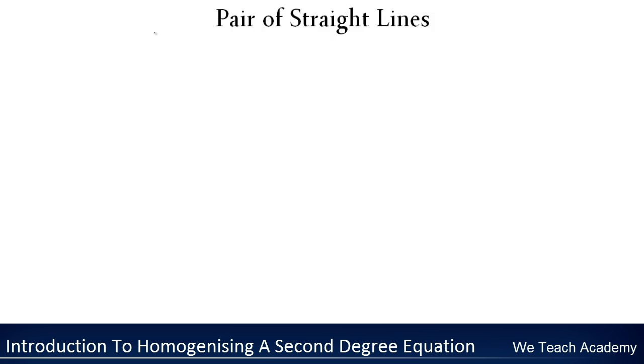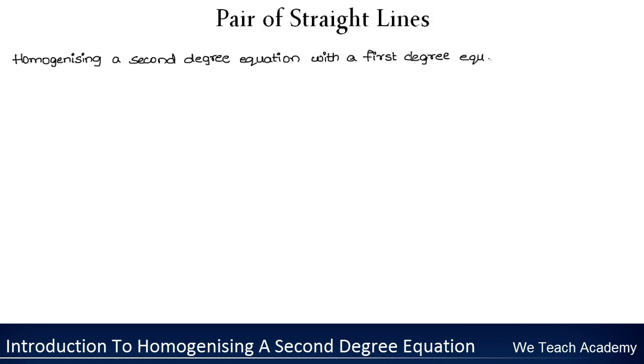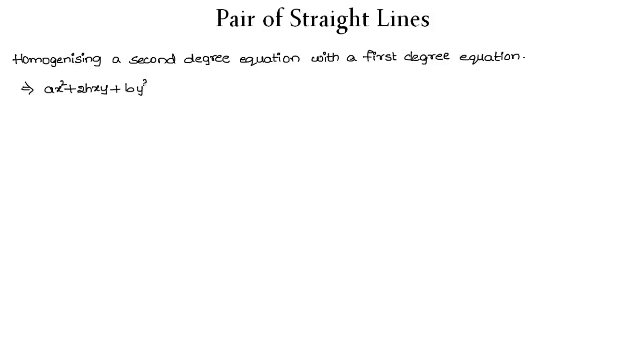And now in this presentation, we are going to discuss an important topic under pair of straight lines. In this section, we are going to discuss the homogenizing of a second degree equation with a first degree equation. Generally, the locus of a second degree equation, which is ax² + 2hxy + by² + 2gx + 2fy + c = 0, is called a second degree curve.